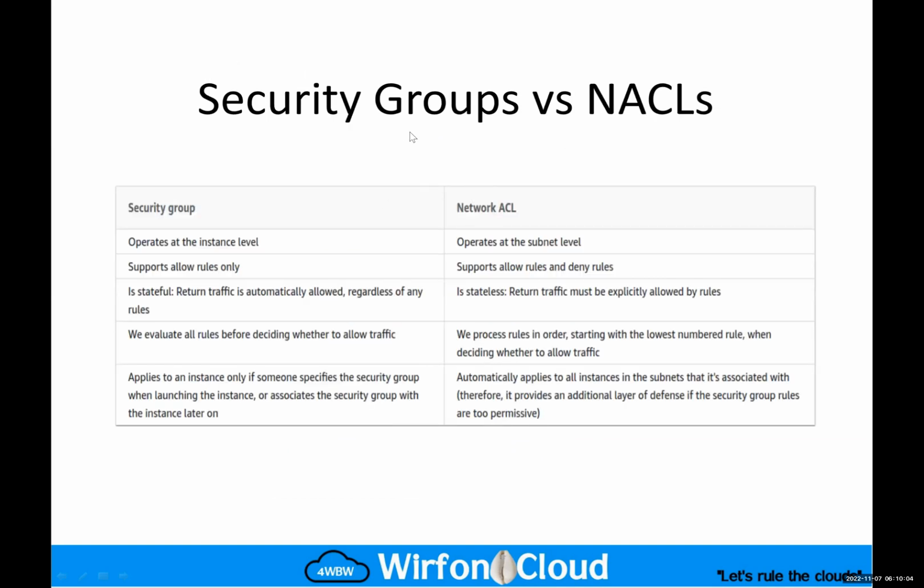So again, we've heard about rules for securing our resources within our VPC, rules coming both from security groups as well as from NACLs. Maybe it's good to also compare the two. You can see the first one, which is already mentioned, that security group rules operate at the instance level. That is to say, you attach security group rules to your instance, while the rules of NACLs are attached at the subnet level.